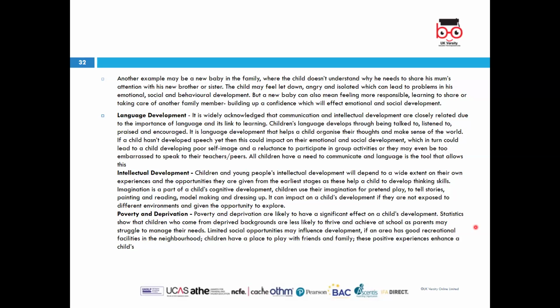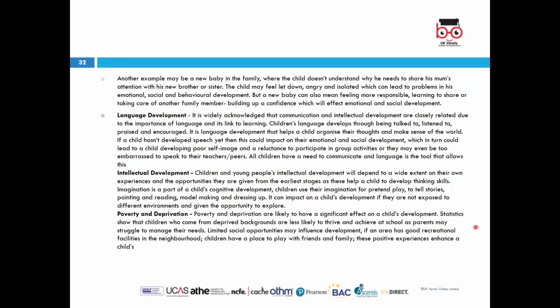Then there's language development. Communication is key, and it is closely related to the importance of language development, which is linked to learning. Children's language develops through being talked to, by being listened to, by being praised and encouraged. You talk positively, the child will have a positive impact. It will reduce anxiety and improve their confidence.